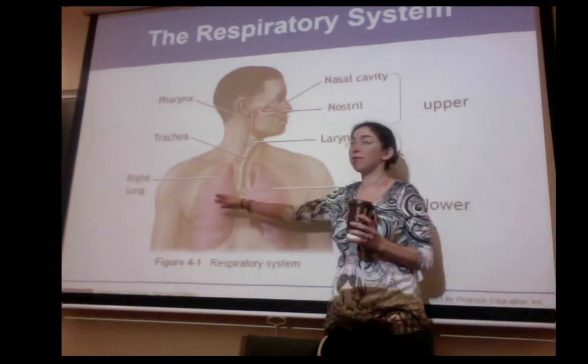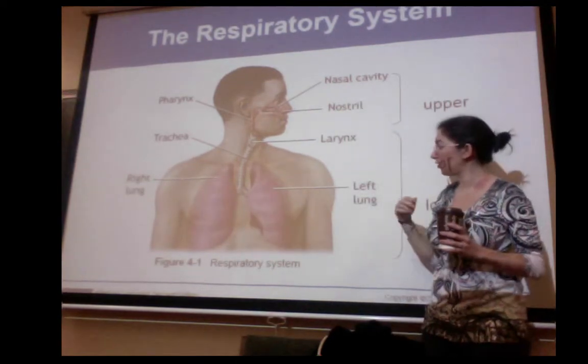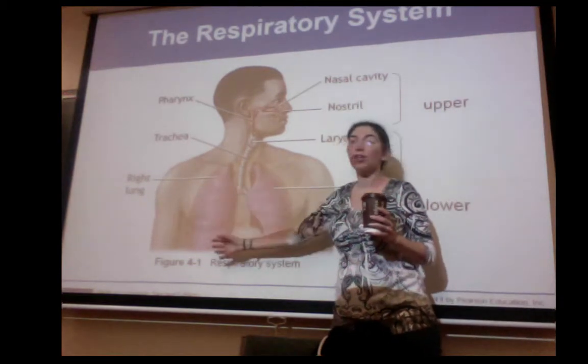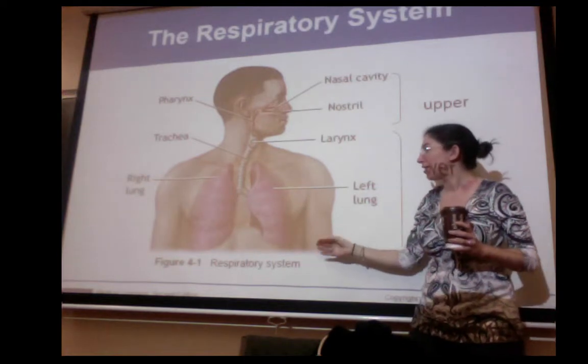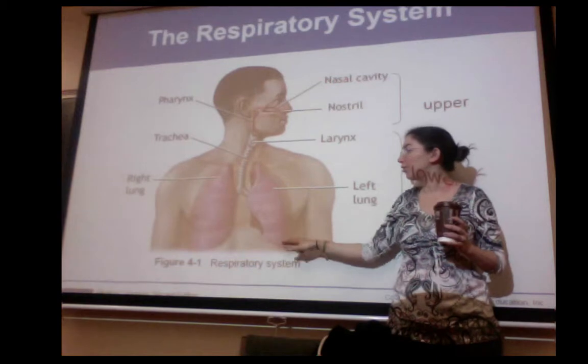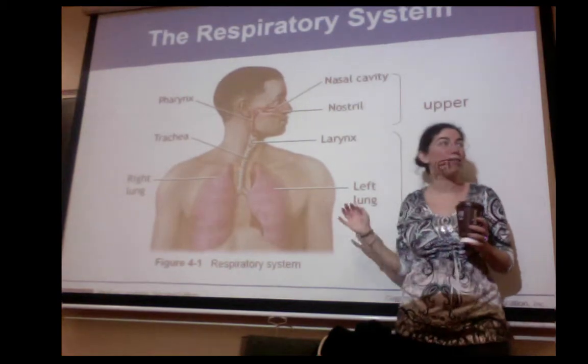So you have a right lung and a left lung. Notice, this is a good slide to point out, that the right lung is a little bit larger than the left lung and has actually more lobes. There's 3 lobes in the right lung, only 2 lobes in the left lung. Why do you think they're shaped like that?